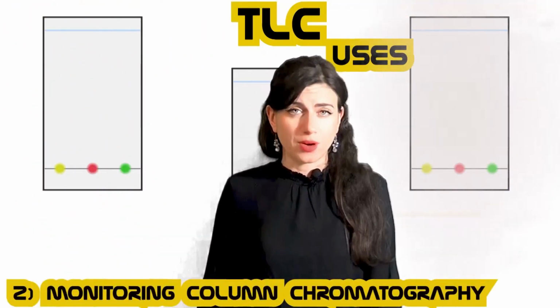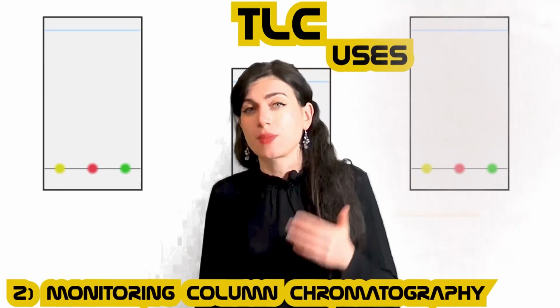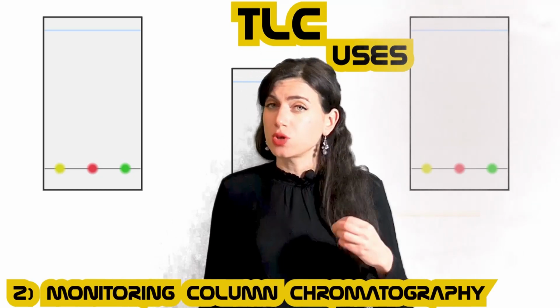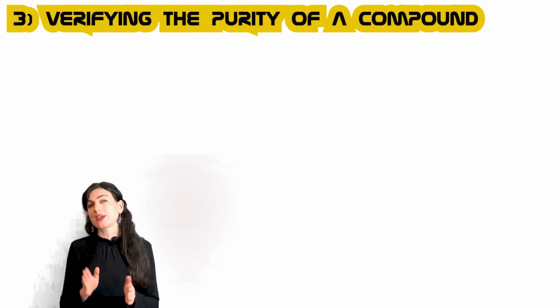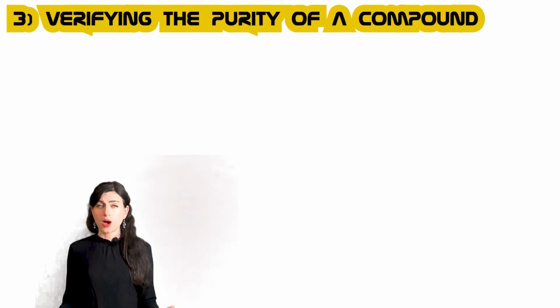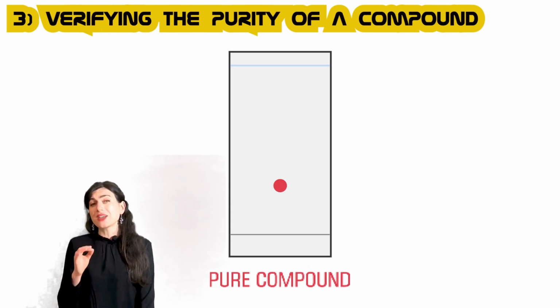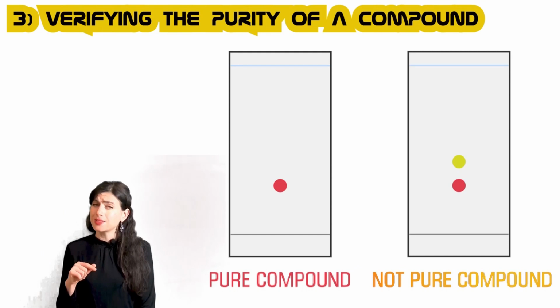TLC is also used to monitor the progress of column chromatography. Indeed, I can perform TLC of the various fractions coming out from the column chromatography and see when my sample comes out of the column and if it comes out pure. This is because with TLC I can also verify the purity of compounds. If I see a single band on my TLC after elution, this means that my compound is pure. But if I see multiple bands, it means it's impure and needs to be cleaned up.